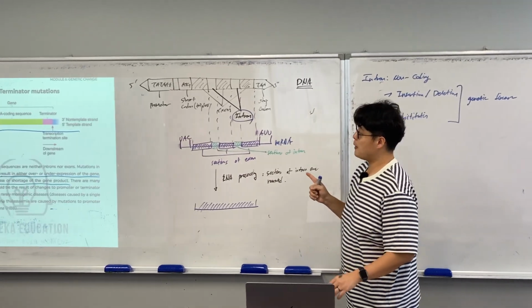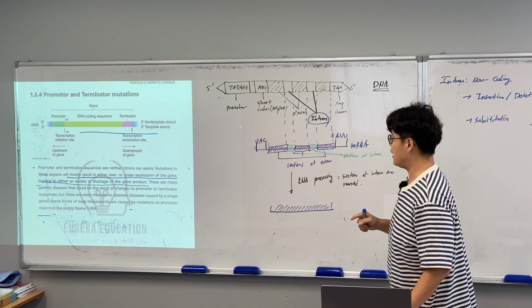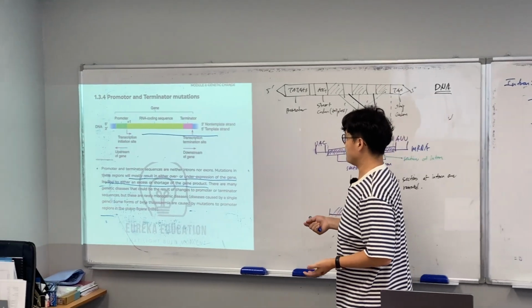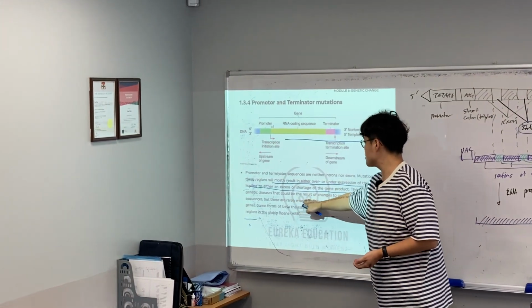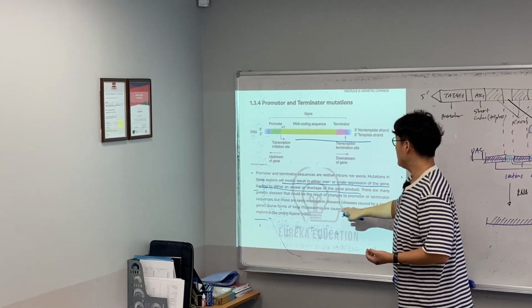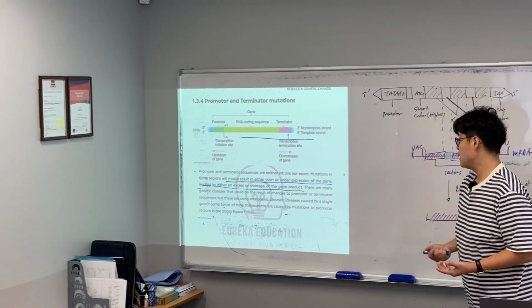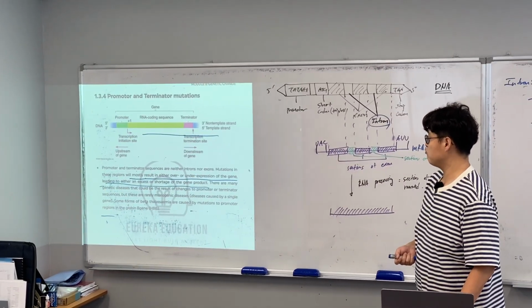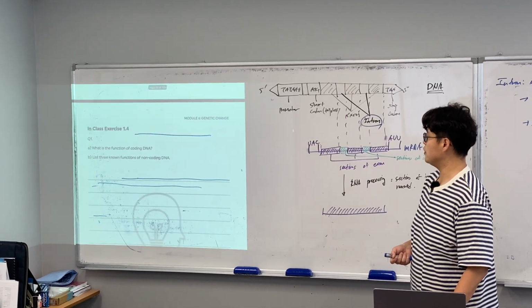So that's going to happen in our mutation process too, though it is less likely. And there are many genetic diseases that could result from changes in promoters and terminators, rarely monogenic disease and single genes only, and that could be lethal as well.